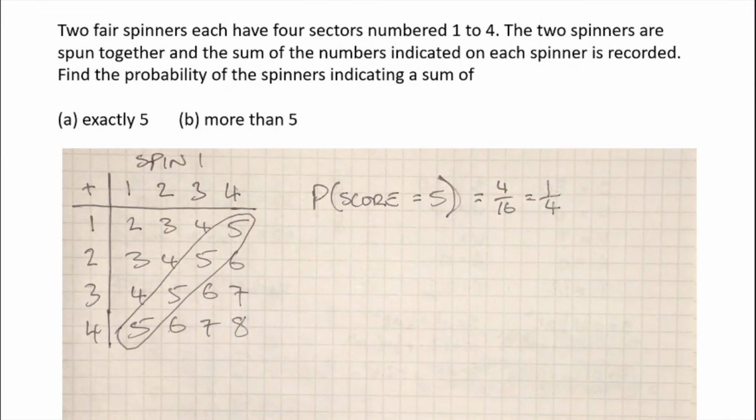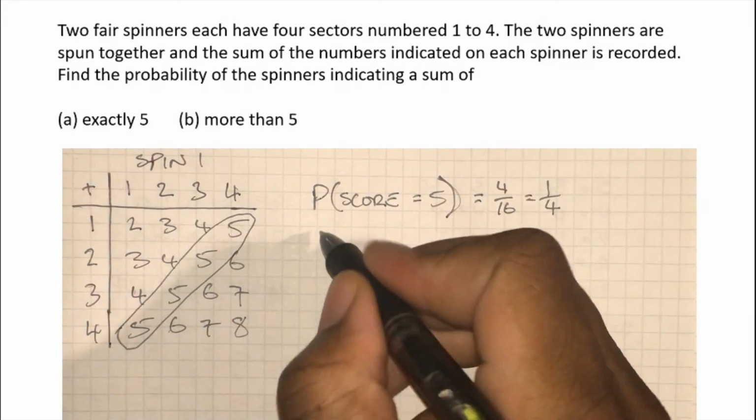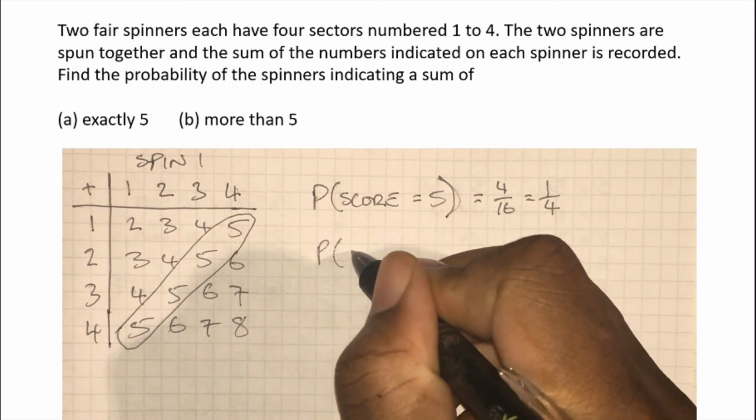So make sure that you're using this notation. We write a capital P and open up some brackets, and we write the event inside the brackets. So the probability score of 5, close bracket, equals 4 over 16. 4 over 16 cancels down. We've got 1/4.